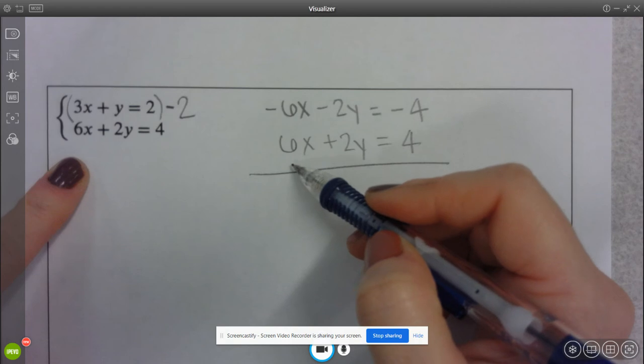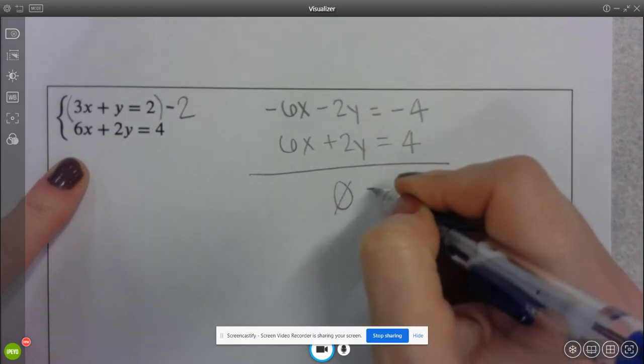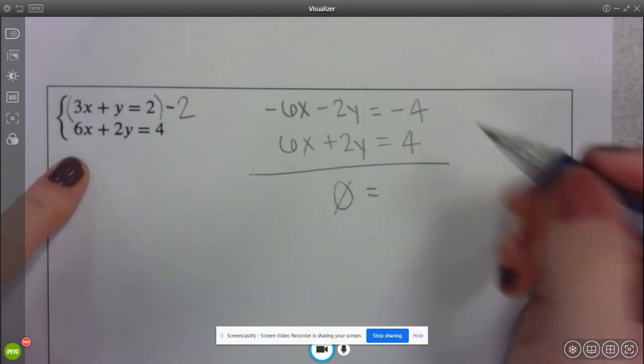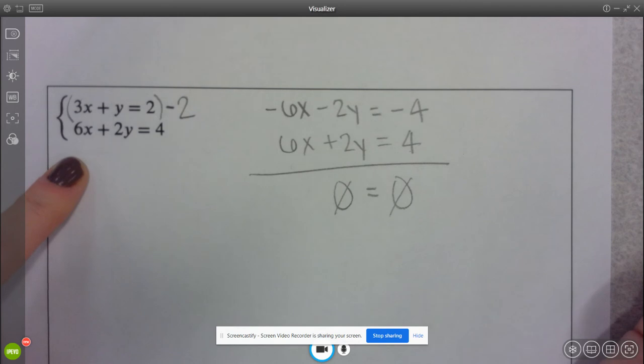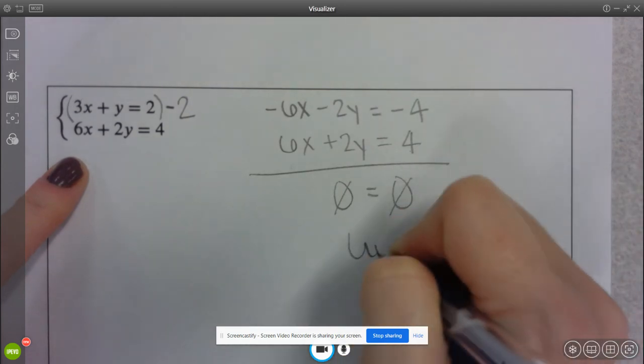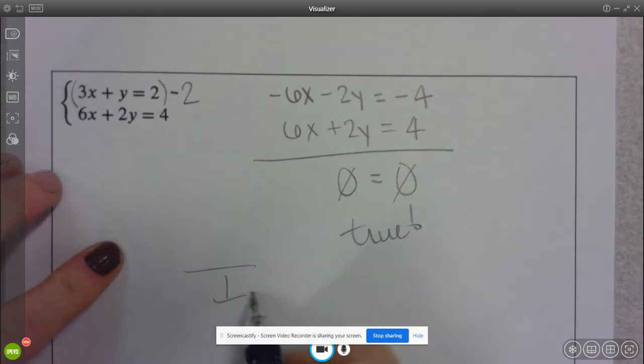X's are going to create 0. Y's are going to create 0. So that side's just going to be 0. Negative 4 plus 4 gives me 0. 0 equals 0 is true. So this is infinite solutions.